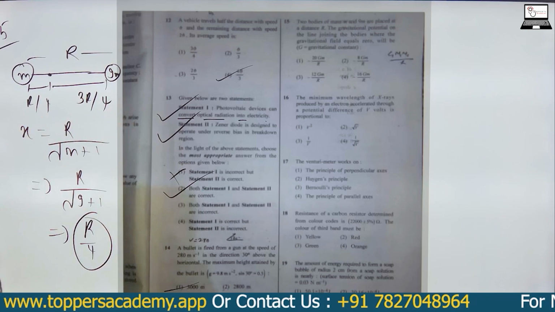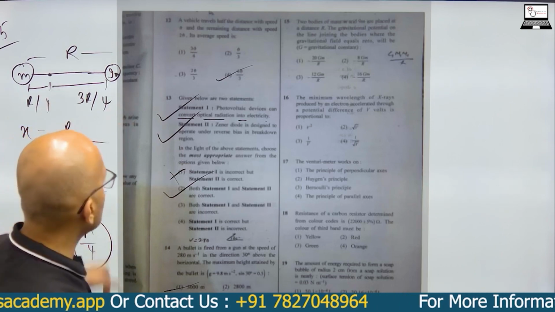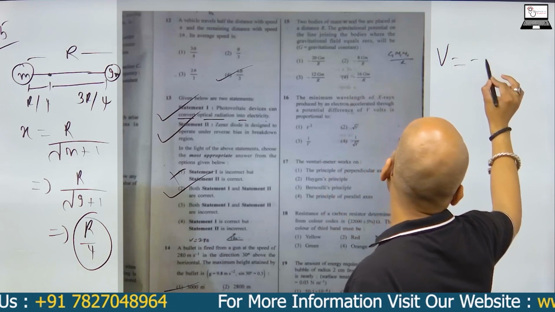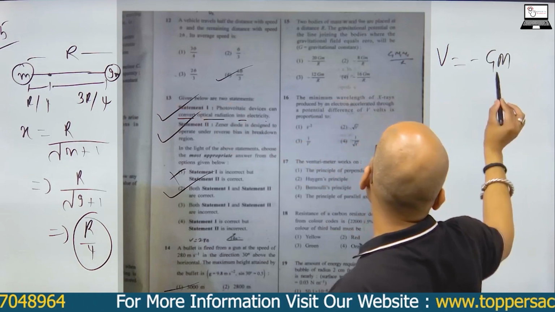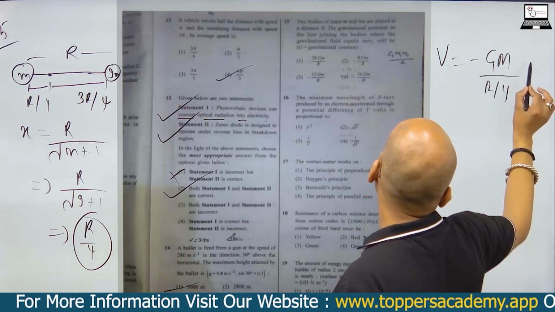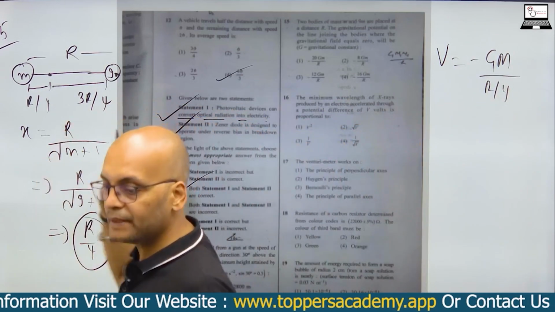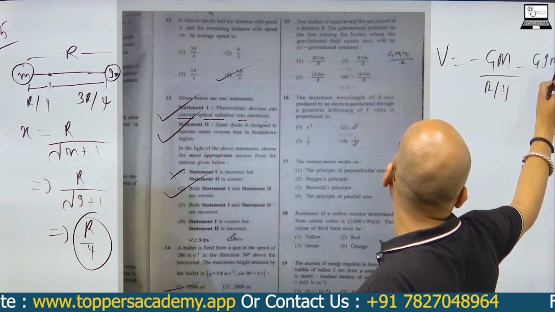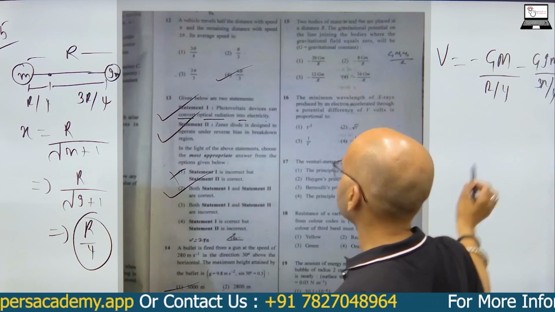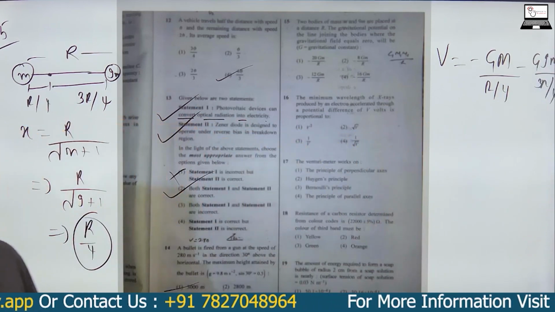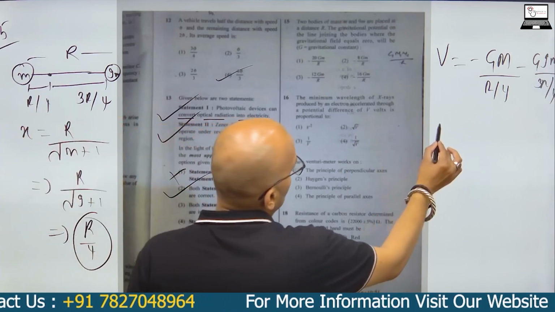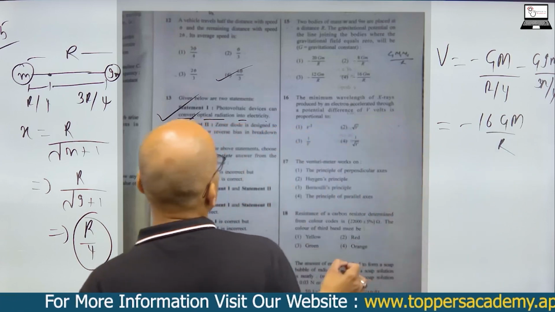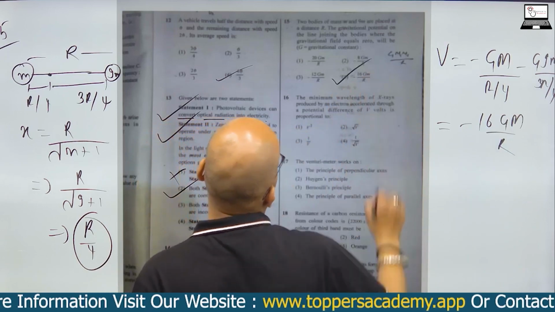Now we know the distances. We can directly find out the potential. Potential is equal to minus GM for the first mass upon r by 4. And potential for this will be minus G into 9m upon 3r by 4. You can solve it. On solving, you will get minus 16 GM upon r. So option 4.